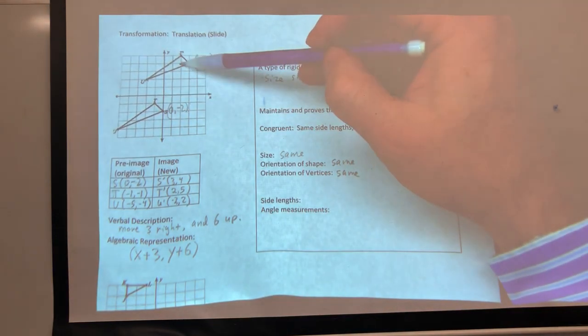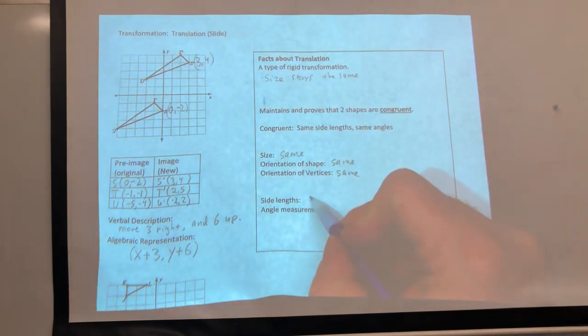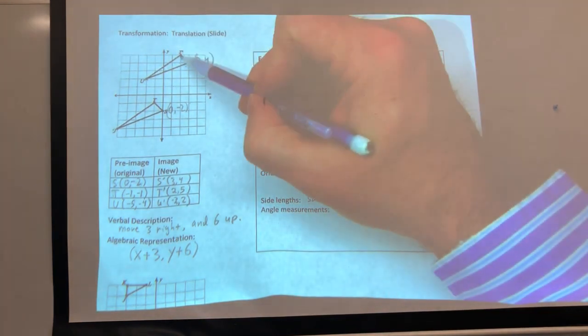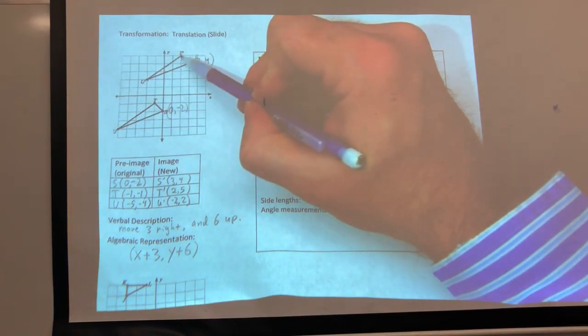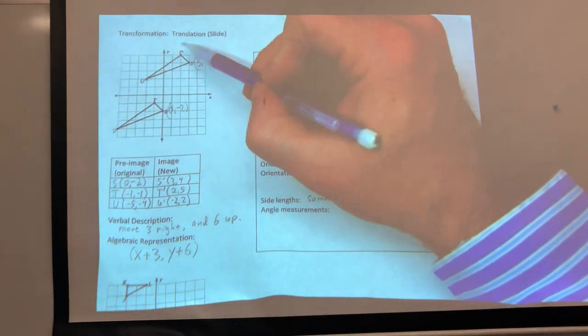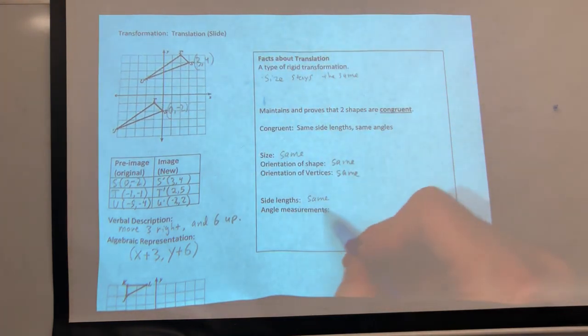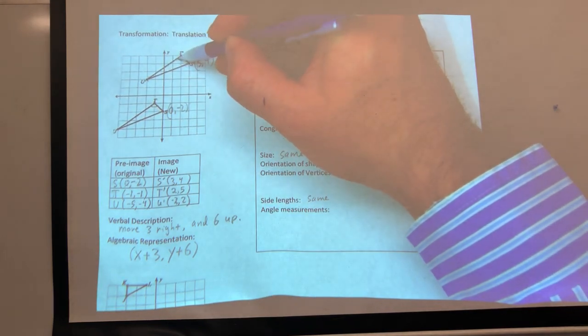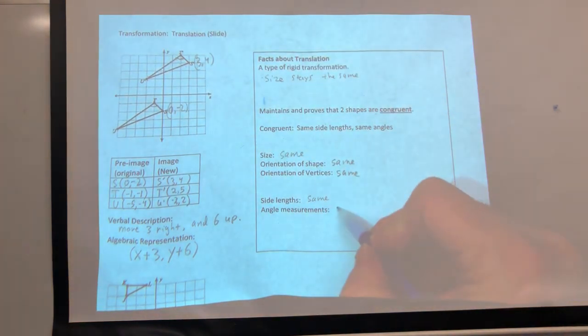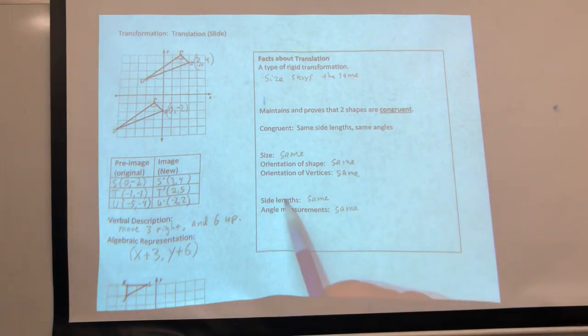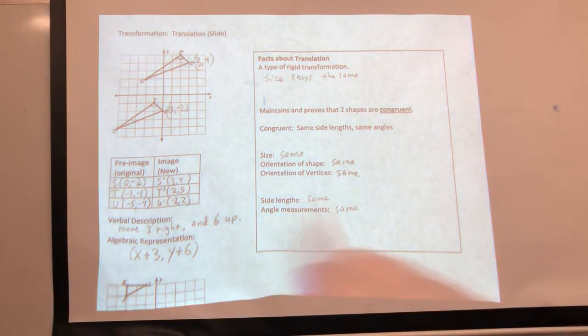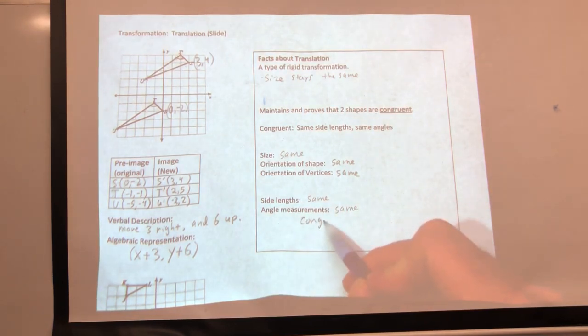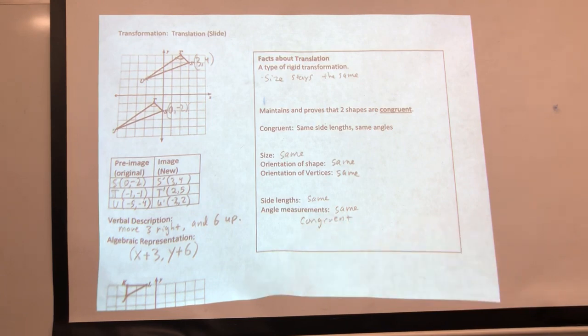The shape is exactly the same size. Every point moved the same amount, so the side lengths are the same, meaning the length of TU is the same as T prime U prime. This length is the same as this length. This length, same as this length. The angles are the same. This angle T, whatever that measurement is, is the same as T prime. So the angle measurements stay the same. And if your shape has the same side lengths and same angle measurements for all corresponding sides, then it's congruent. So this proves the shapes are congruent, which is one of the key reasons to talk about translation: to prove congruence.